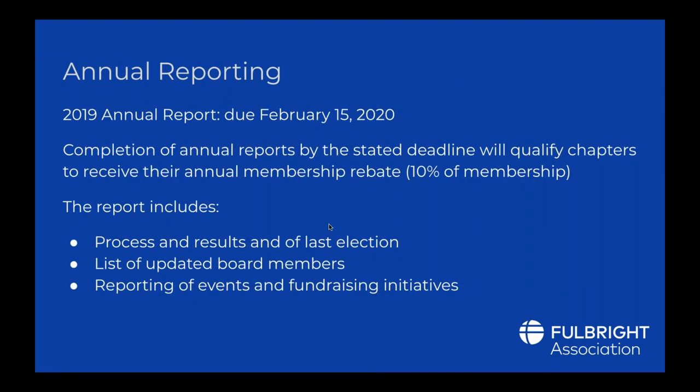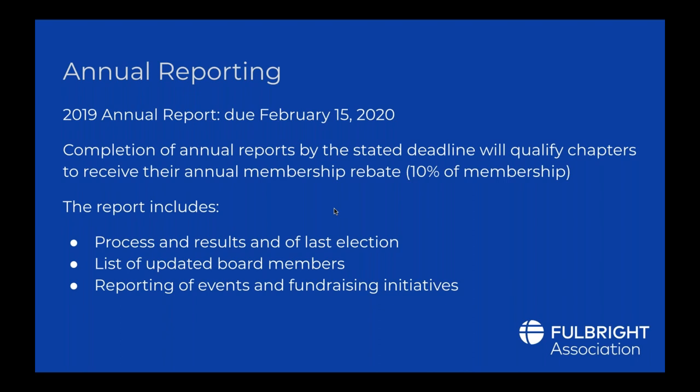So we're going to shift a little bit to annual reporting. You should know that the annual report is due on February 15th. As long as you submit it on time by the deadline, February 15th, you will get your membership rebate. Our office will calculate this for you. We'll calculate all of the members who have paid their dues in the last 6 months, and your chapter will get a 10% rebate from that sum. This is a way that we're trying to help you have great events and fund your own events. So please make sure you submit those annual reports by the deadline so that we can get you your rebate.